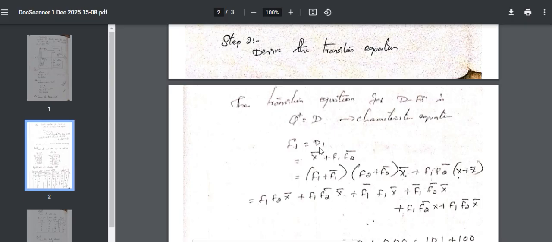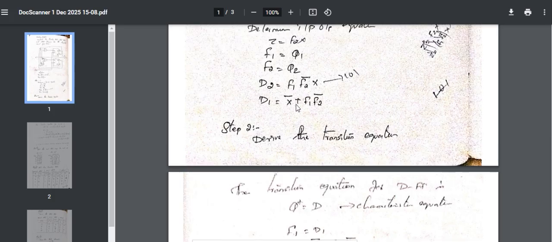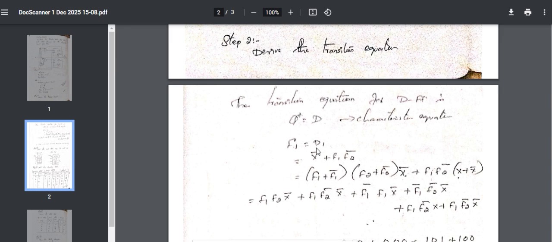D1 we already got here: D1 is X bar plus F1 F2 bar. We need to substitute D1 equal to X bar plus F1 F2 bar and then simplify it. For simplification, we are introducing two terms, F1 plus F1 bar, which is 1, and another term, F2 plus F2 bar, which is 1. Why? Because these two terms are absent here with X.